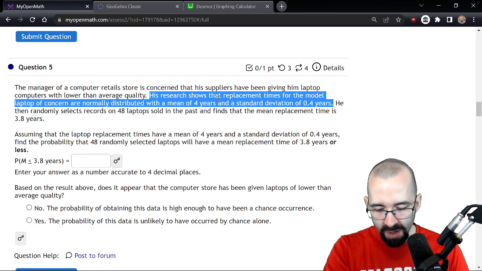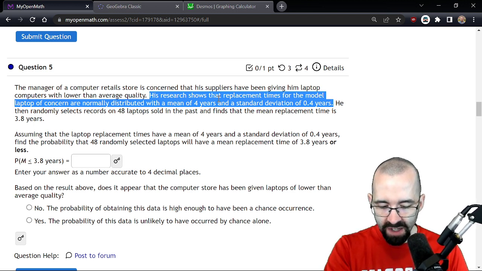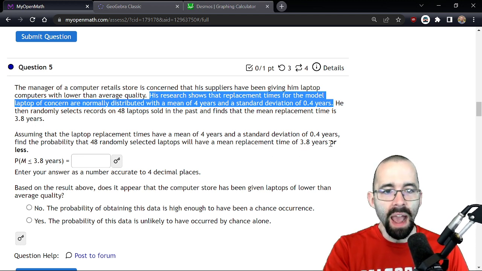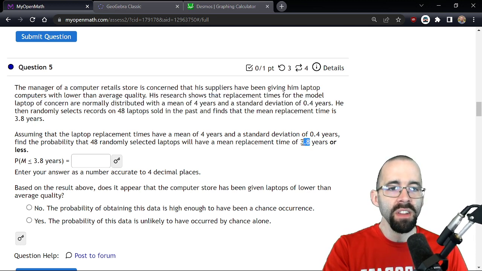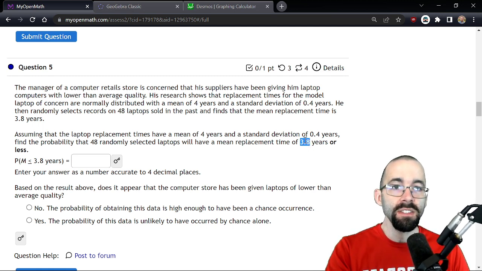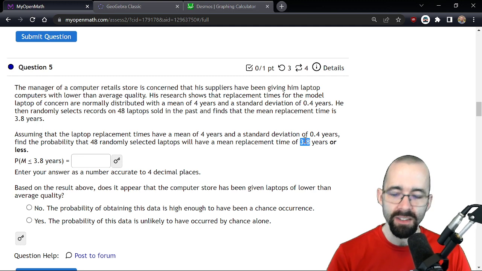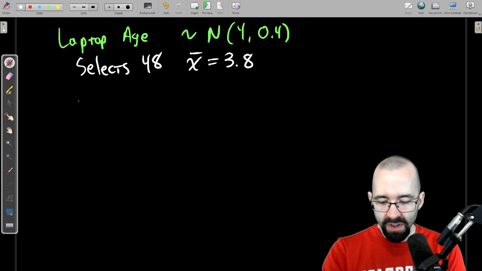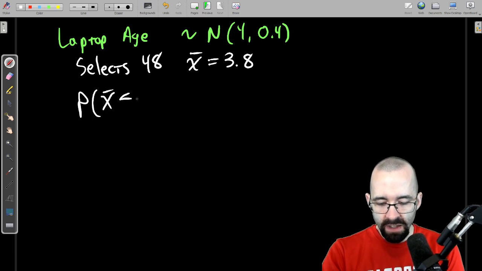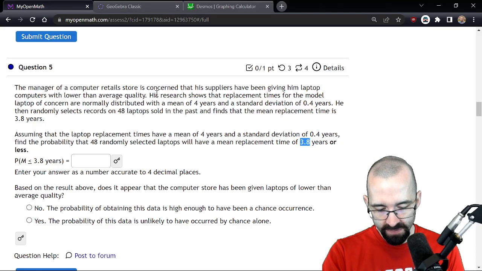Assuming the laptop replacement times have a mean and standard deviation like was claimed, find the probability that 48 randomly selected laptops will have a mean replacement time this bad or worse. It's supposed to be 4. Find the probability that we get something under 4 like this or worse. This is a lead into hypothesis testing, Unit 8. Sneaking it in there. It's a good question, though. So find the probability that X bar is less than 3.8.